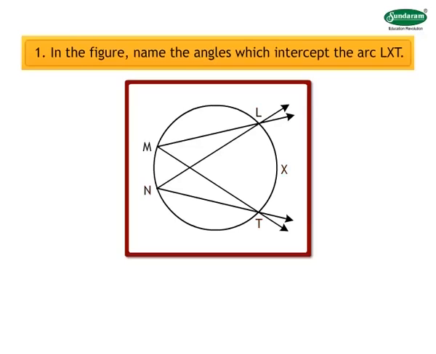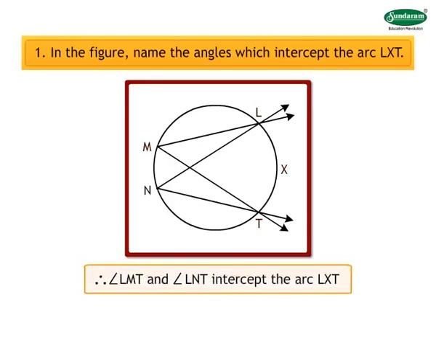Similarly, as point L of the arc LXT lies on side LM of angle LMT and the point T of arc LXT lies on side MT of angle LMT, we can say that angle LMT intercepts arc LXT. Therefore, angle LMT and angle LNT intercept the arc LXT.